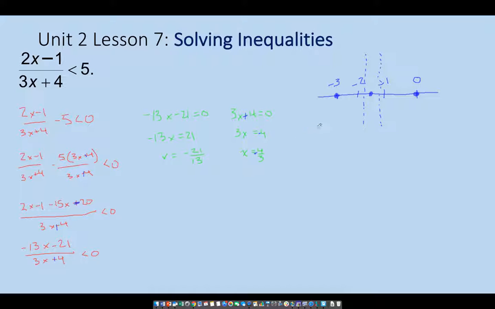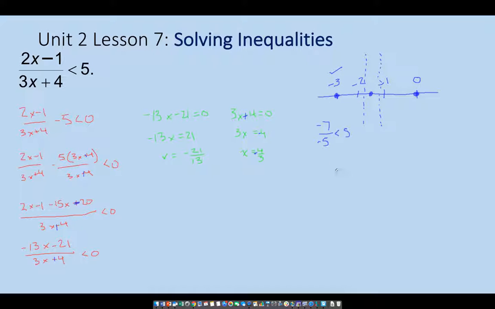Okay, so if I throw negative 3 back into this, I get negative 6 minus 1, which is negative 7, over, well, 3 times negative 3 is negative 9. Negative 9 plus 4 is negative 5. Okay, so I get positive 7/5. Is this less than 5? Well, the answer to that is yes, that's true. And so negative 3 is a solution.